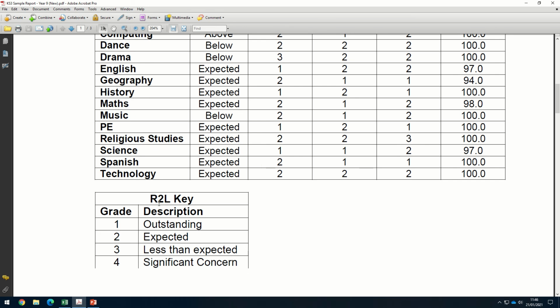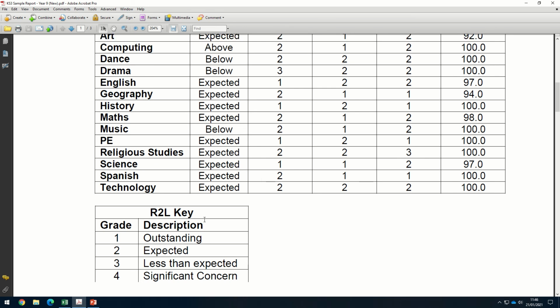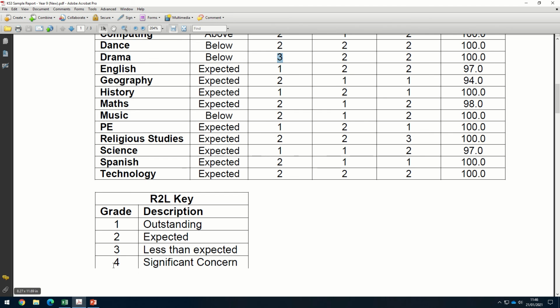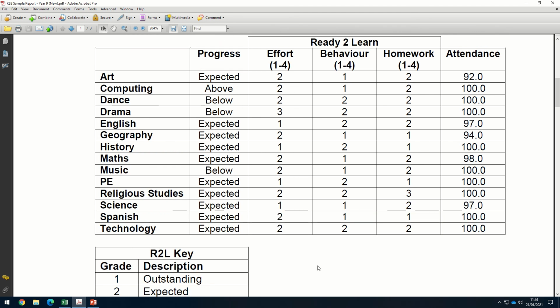3 is when we start getting a little bit of concern as it's less than expected. We've got an example there for RS in this made-up report. Homework seems to be an issue. We've also got that they're not putting the right amount of effort into drama. And then 4 is where we have really significant concerns. If it was for behaviour, that they're disruptive or something along those lines. If it was for effort, that they're not putting the levels of effort required to achieve their potential.